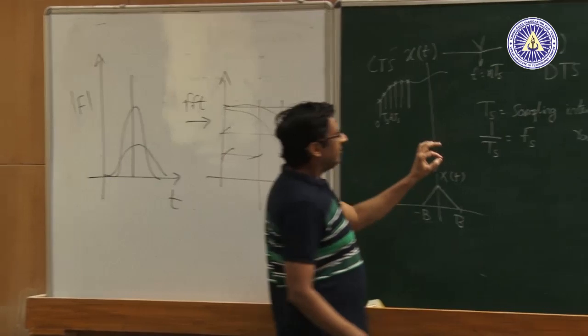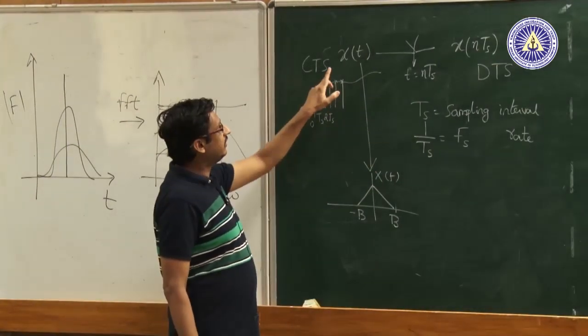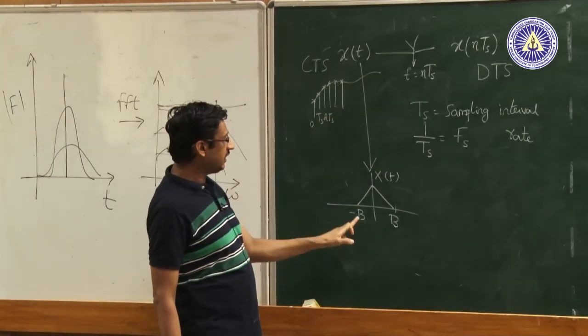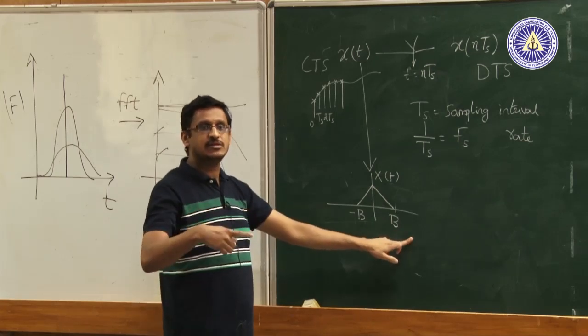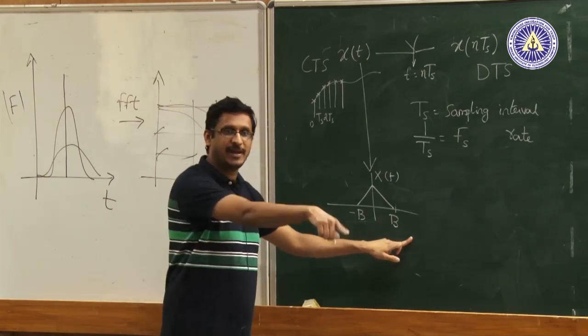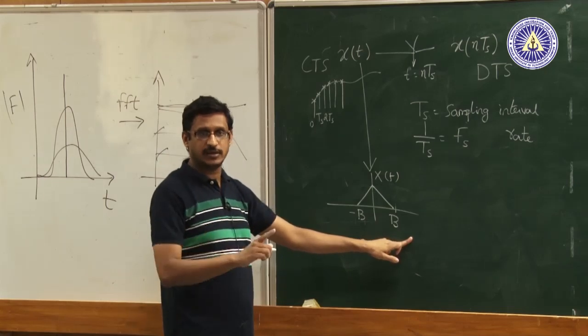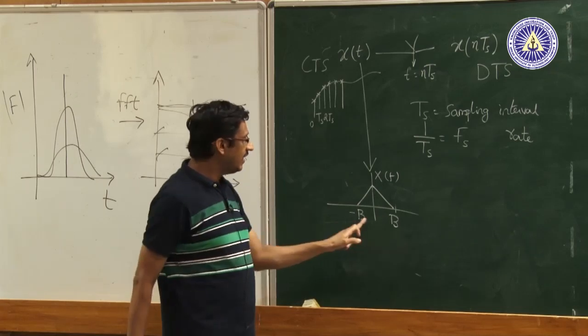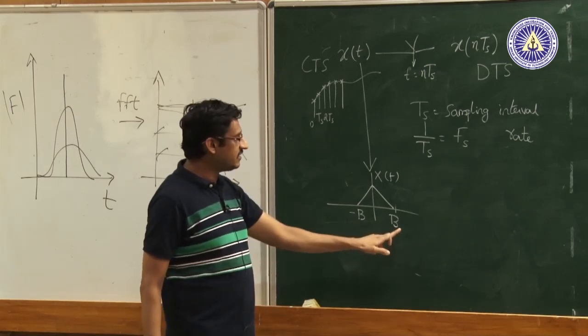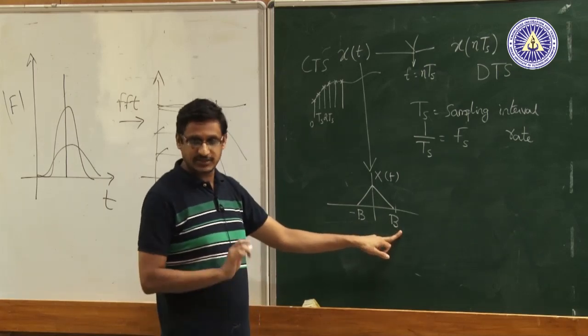Now, this is very important. The original signal x of t is assumed to be band limited to minus B to plus B. If the original signal is not band limited, you make it band limited. You can always do that by appropriate filtering techniques. You can always make the signal band limited, and band limited signal, let us say, is minus B to plus B. It goes that way.